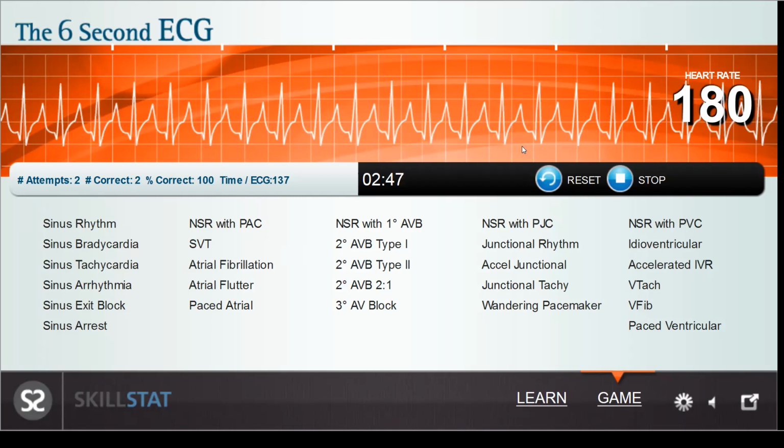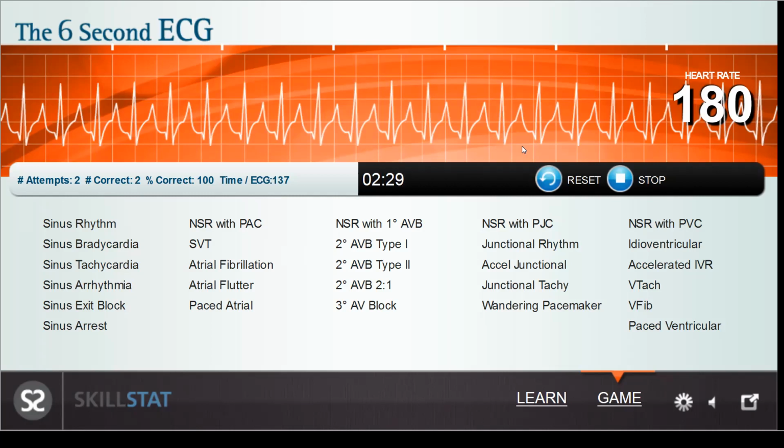So I know it's coming from somewhere above the ventricles because the QRS is narrow. But the rate is really fast. It's 180. This person's probably symptomatic. They're probably short of breath. They're having palpitations and so forth. So for this patient, the treatment of choice is adenosine.